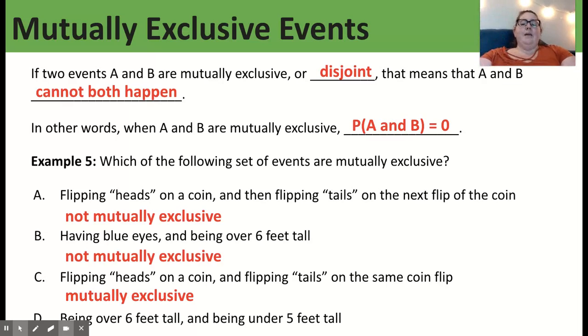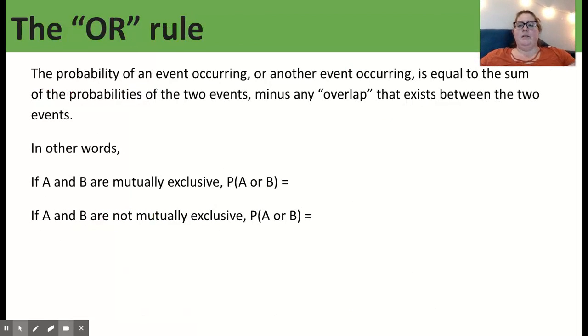And then lastly, being over 6 feet tall and being under 5 feet tall. Can a person be both taller than 6 feet and shorter than 5 feet? No, they can't. It's got to be one or the other or neither, but it can't be both. So that would be an example of mutually exclusive. So when they can both happen, it's not mutually exclusive. If they can't both happen, it is mutually exclusive. It was a little backwards, but that's what it is.